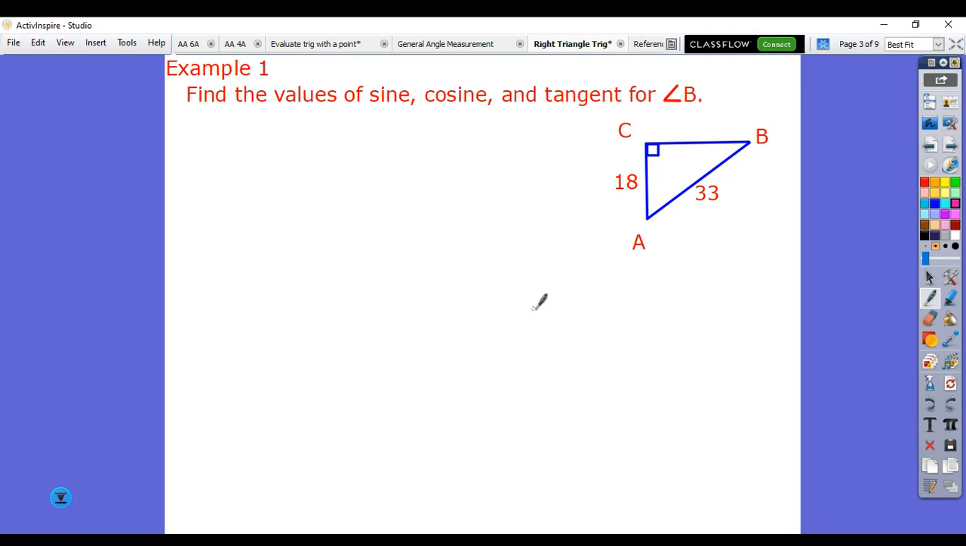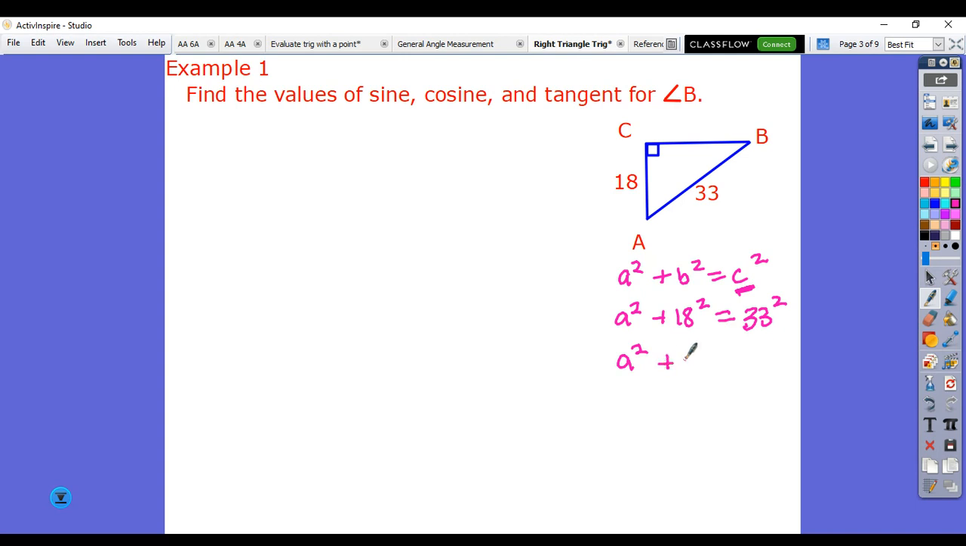So what we do with that is if you're given the sides of a right triangle, the first thing you need to do is find all three sides. All right, if you remember when I was talking about earlier, a squared plus b squared equals c squared. The only thing that really matters is the hypotenuse has to be the c squared. So we do a squared plus 18 squared equals 33 squared.